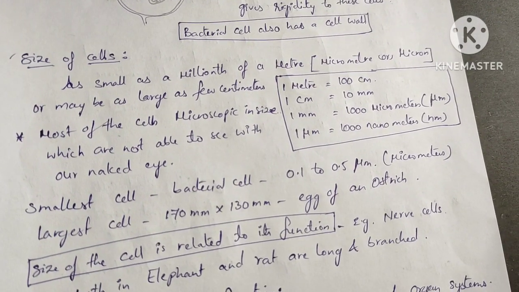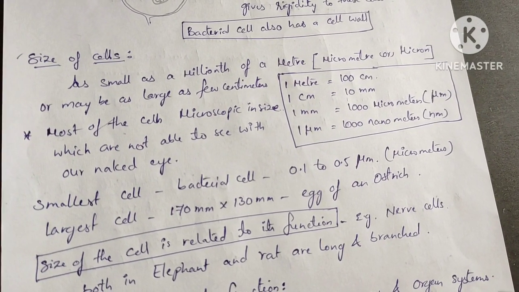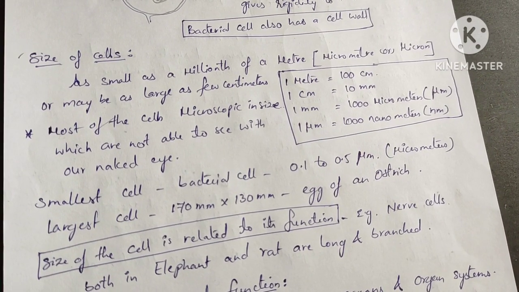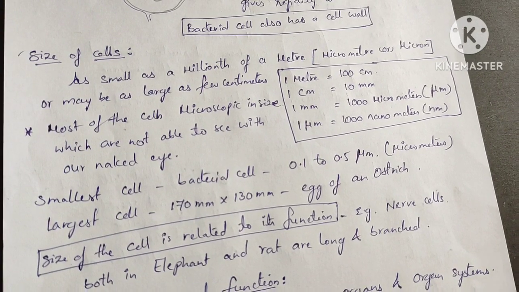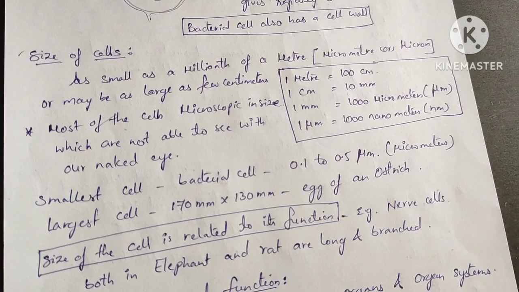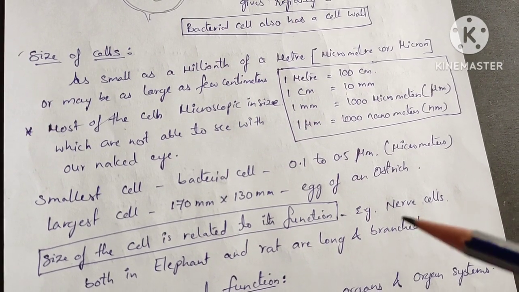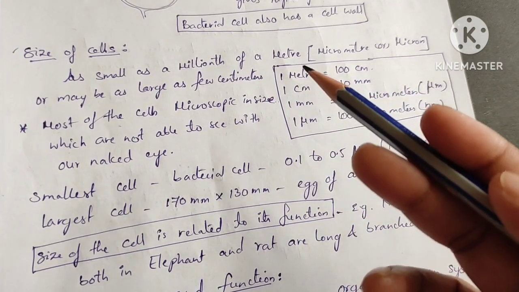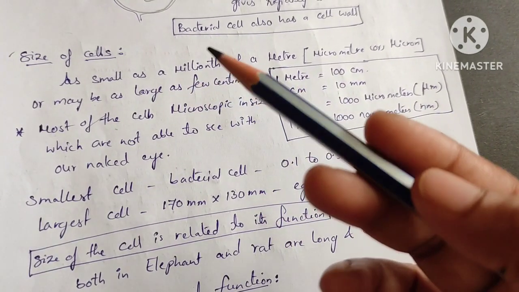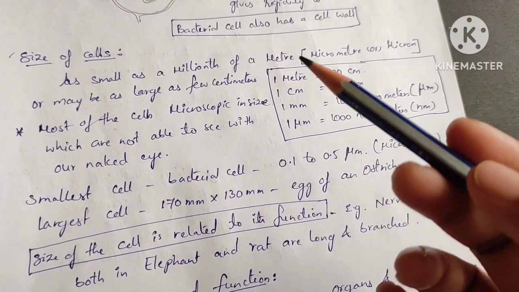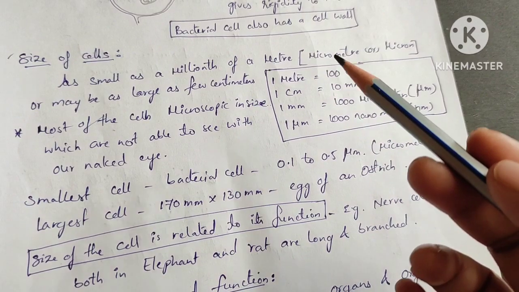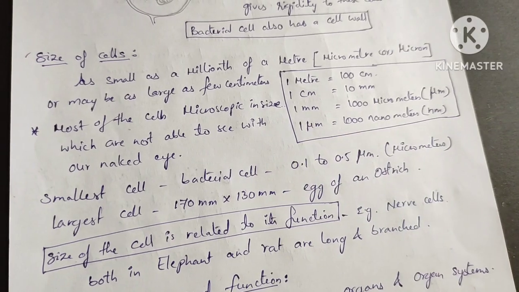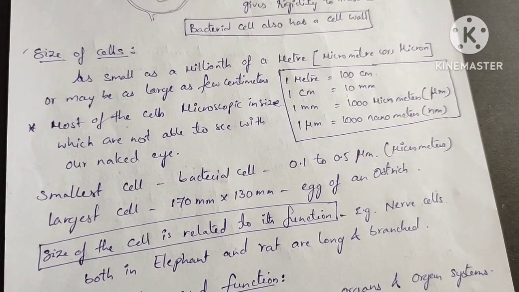Next, size of cell. Actually, the cells are very small, so we can't see them with our naked eye; they can be observed under a microscope. That means the cells are as small as a millionth of a meter. Millionth of a meter means a millionth part of a meter. That means very small. So that is called a micrometer or micron. Or cells may be as large as a few centimeters.